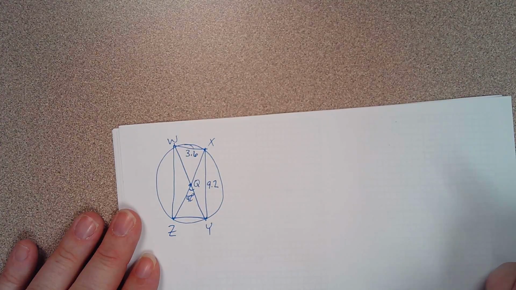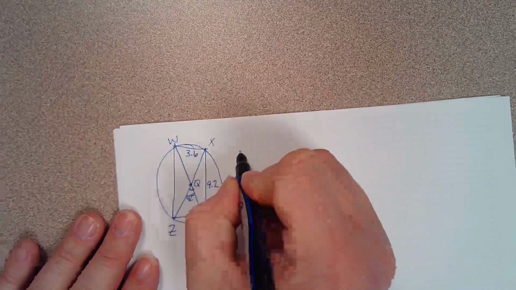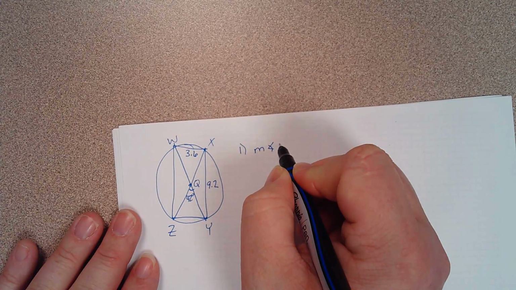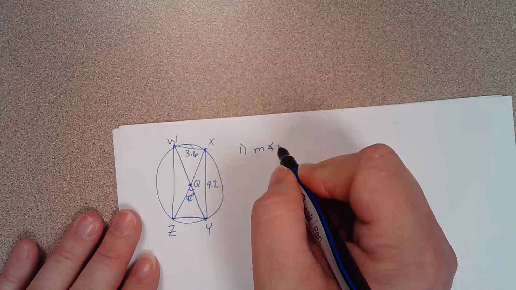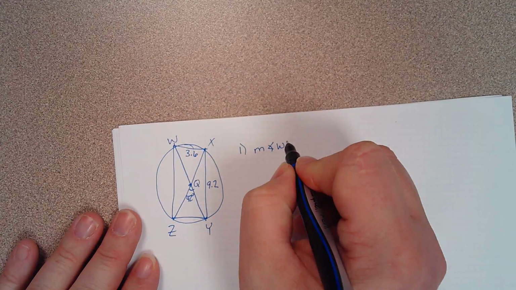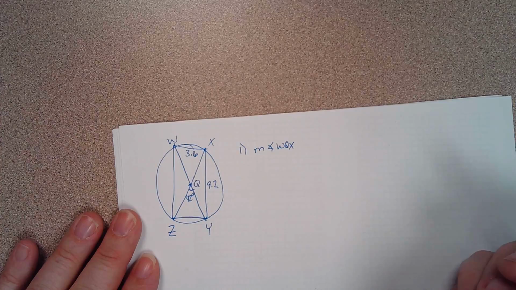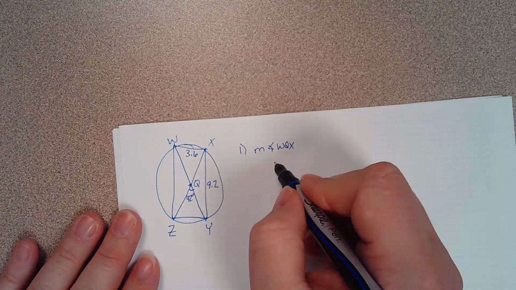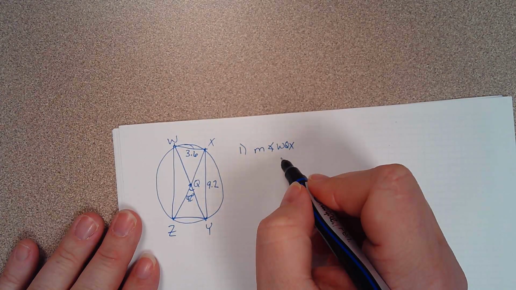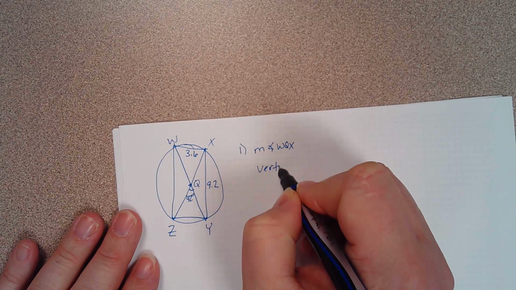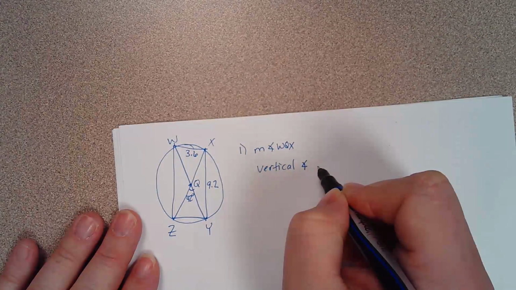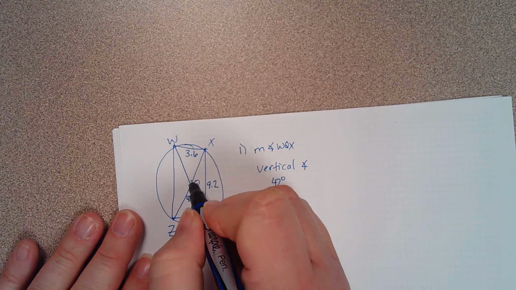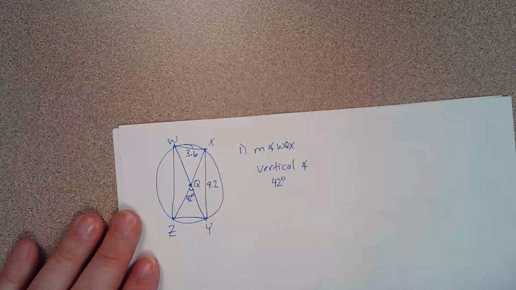So what I'm asking for here is, for the first one, what is the measure of the angle WQX? All right, so if I'm looking for that, or the arc of that, if we know that this is here, we can say that this is a vertical angle, which means that that's going to be 42 degrees because it is vertical from ZQY. So we know that's going to be 42 degrees.